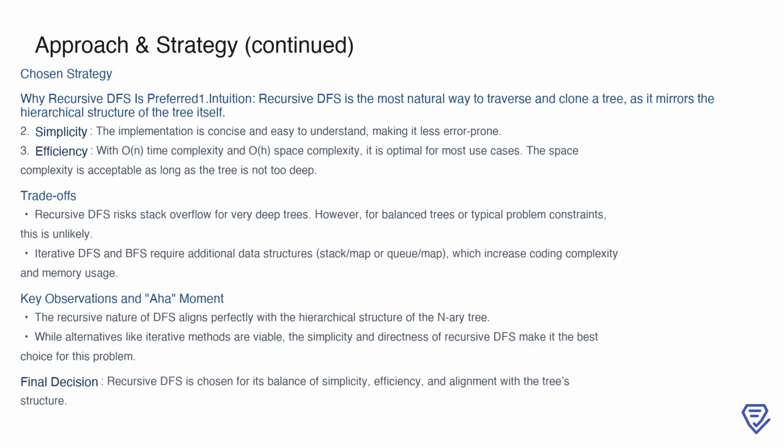In contrast, both iterative DFS and BFS require additional data structures, such as a stack or queue and a map, which increase memory usage and add complexity to the implementation. The key observation here is that recursive DFS not only simplifies the code but also effectively preserves the tree structure without introducing unnecessary overhead. For these reasons, recursive DFS is the chosen strategy, as it strikes the best balance between simplicity, efficiency, and clarity for cloning an N-ary tree.